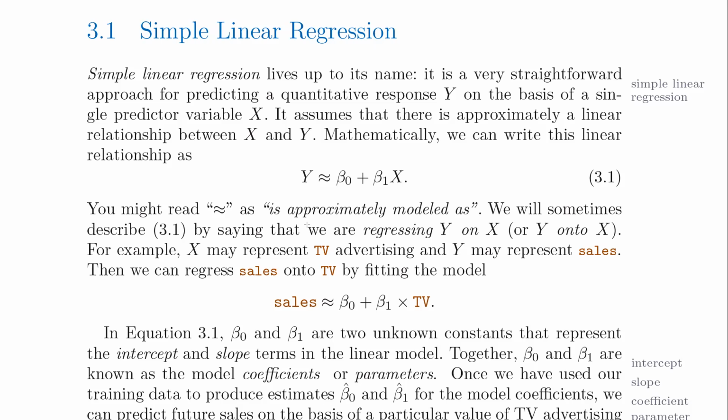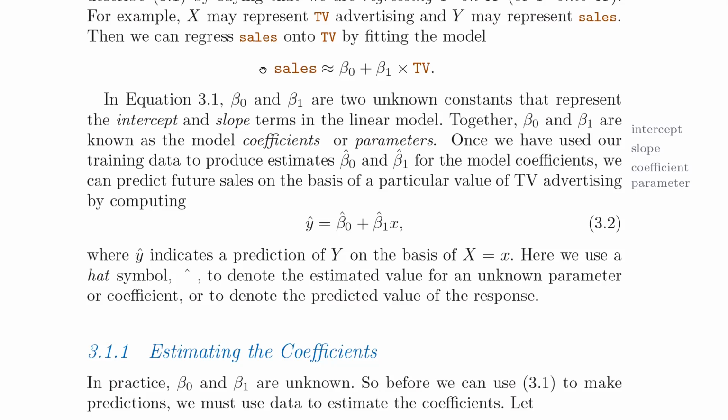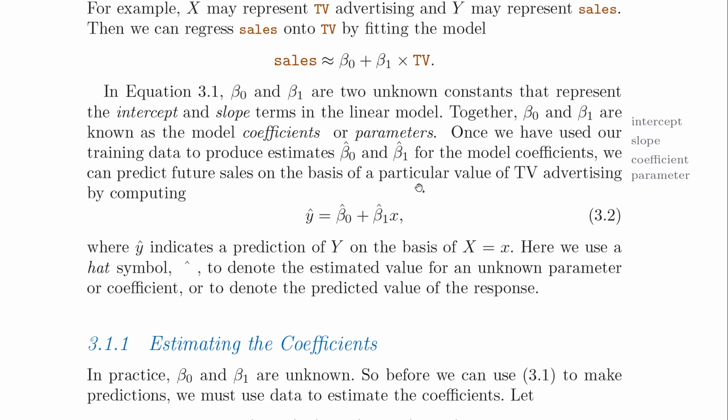So we say approximately, there is approximately a linear relationship. So it's just x to the power of 1 and no other terms or functions. There isn't square root or sine or cosine between x and y. Mathematically, we can write this linear relationship as y is approximately modeled as beta naught plus beta 1 x. We will sometimes describe 3.1 by saying that we are regressing y onto x. For example, x may represent TV advertising and y may represent sales.